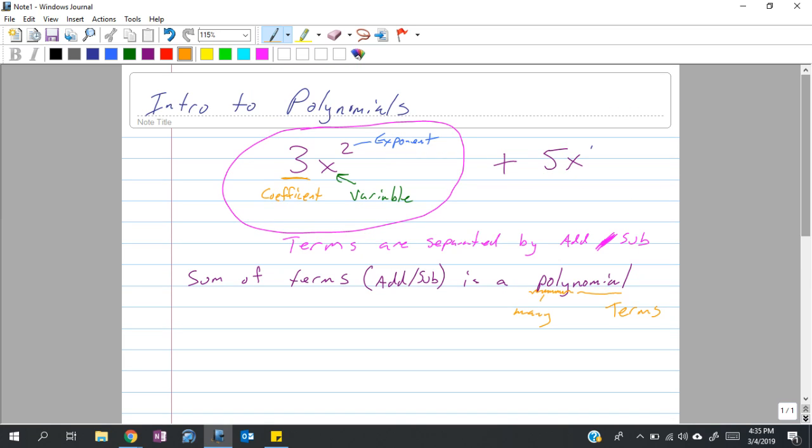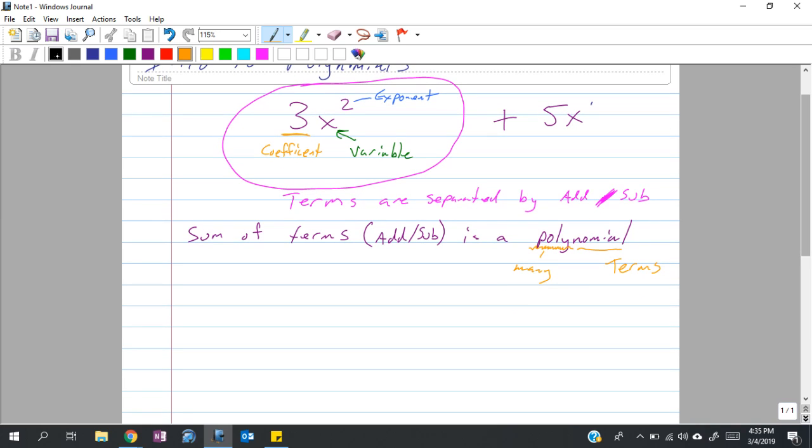Right, so that's a little bit about the anatomy of each piece. When I say coefficient, variable, and exponent, I hope you know what I'm talking about. Polynomials are terms that are separated by addition or subtraction. But here's something else about polynomials: polynomials can be named two ways. Let's talk about these two ways.